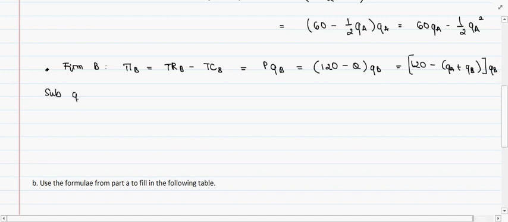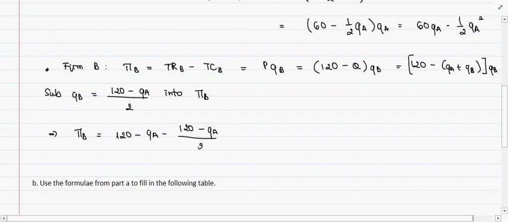Now if I substitute QB equal to (120 minus QA) divided by 2 into the profit function for firm B, which is pi B, I'm going to get pi B equal to 120 minus QA minus QB, where QB is just (120 minus QA) divided by 2, same as before, multiplied by QB, and again remember QB is (120 minus QA) divided by 2.